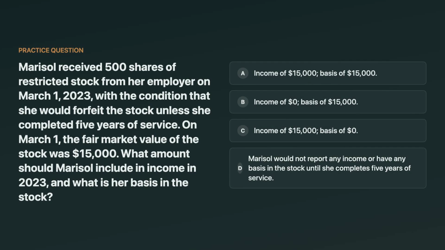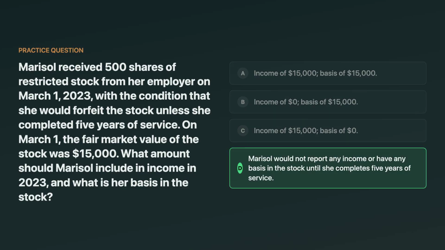Marisol received 500 shares of restricted stock from her employer on March 1, 2023, but she forfeits it unless she completes 5 years of service. The stock's fair market value on March 1st was $15,000. How much does she include in income in 2023? And what is her basis in the stock? Options range from including $15,000 now to reporting nothing until it vests. Think about it.